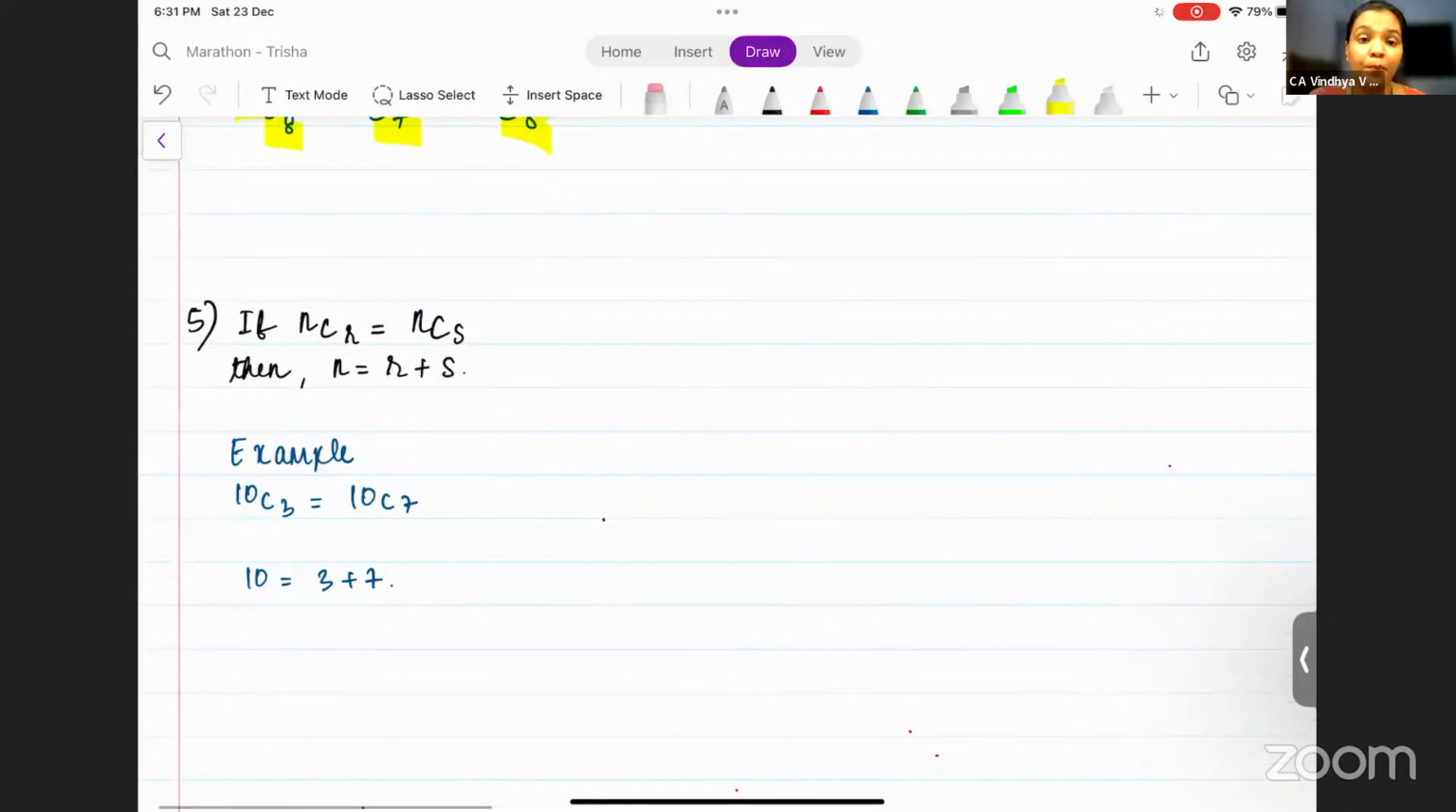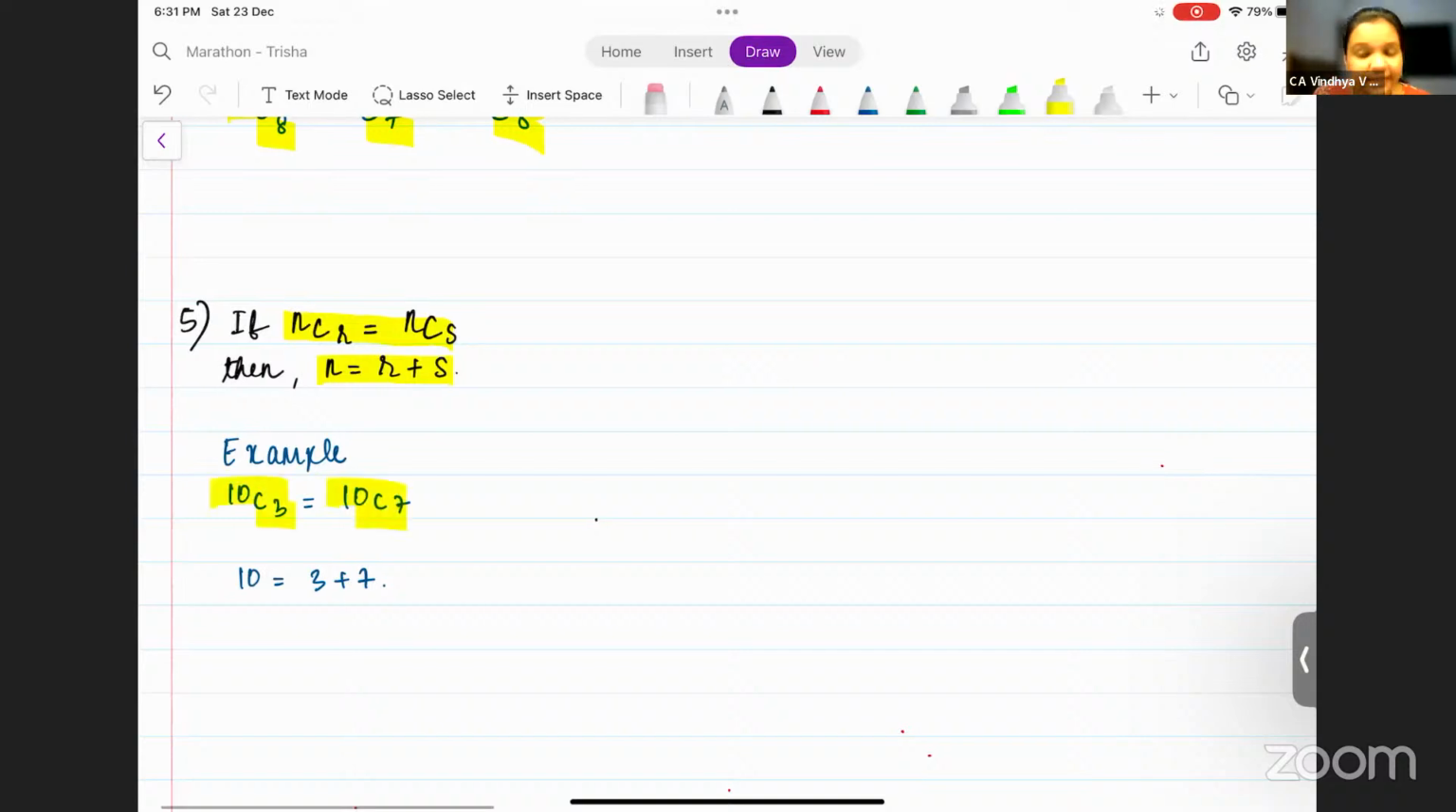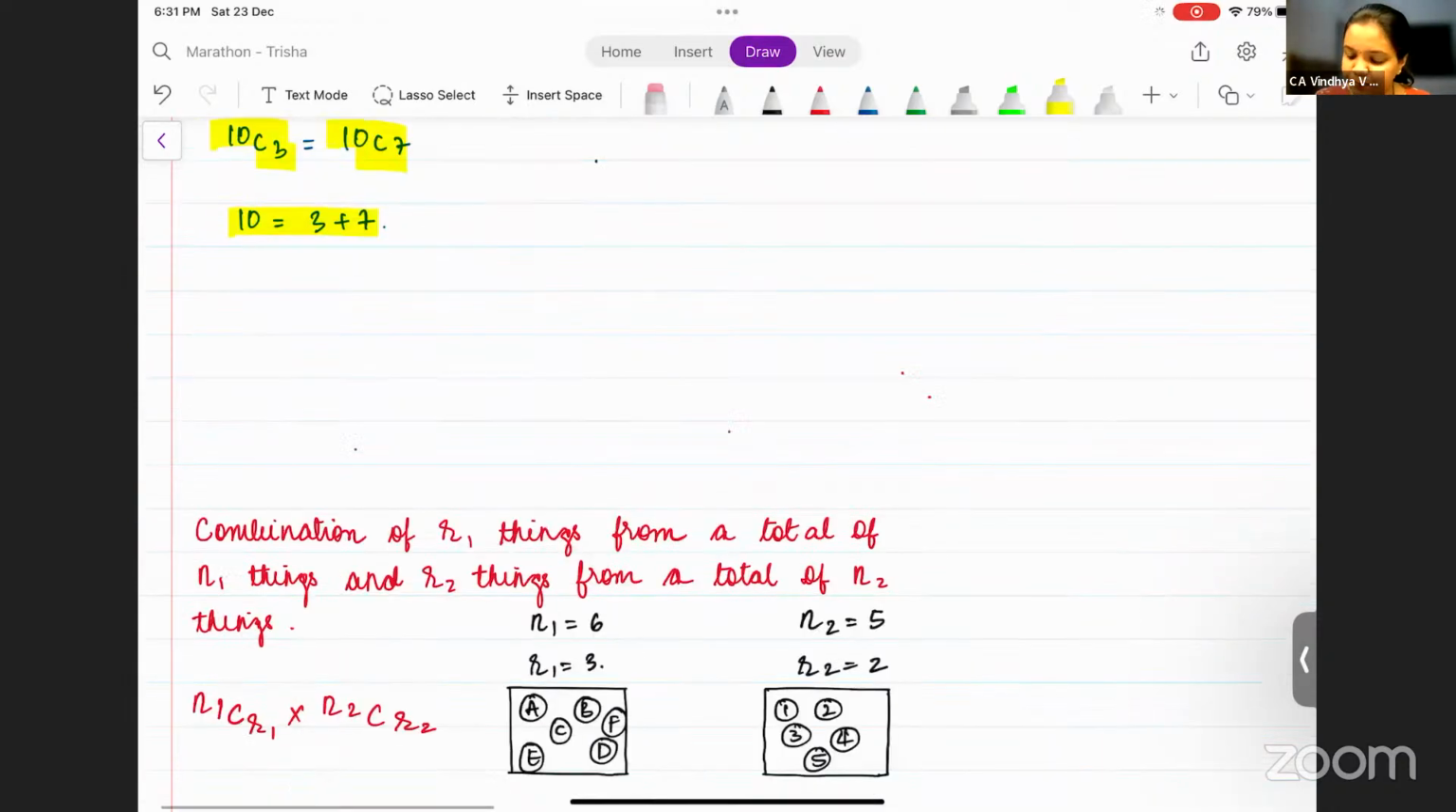Okay. Next important one. nCr is equal to nCs. Then we can say that n is equal to r plus s. See here. 10C3 and 10C7 are equal to each other. Okay. Which we understood in the first property, first note. Now we can say that here 10, that is n, is equal to 3 plus 7. This is your important property here.